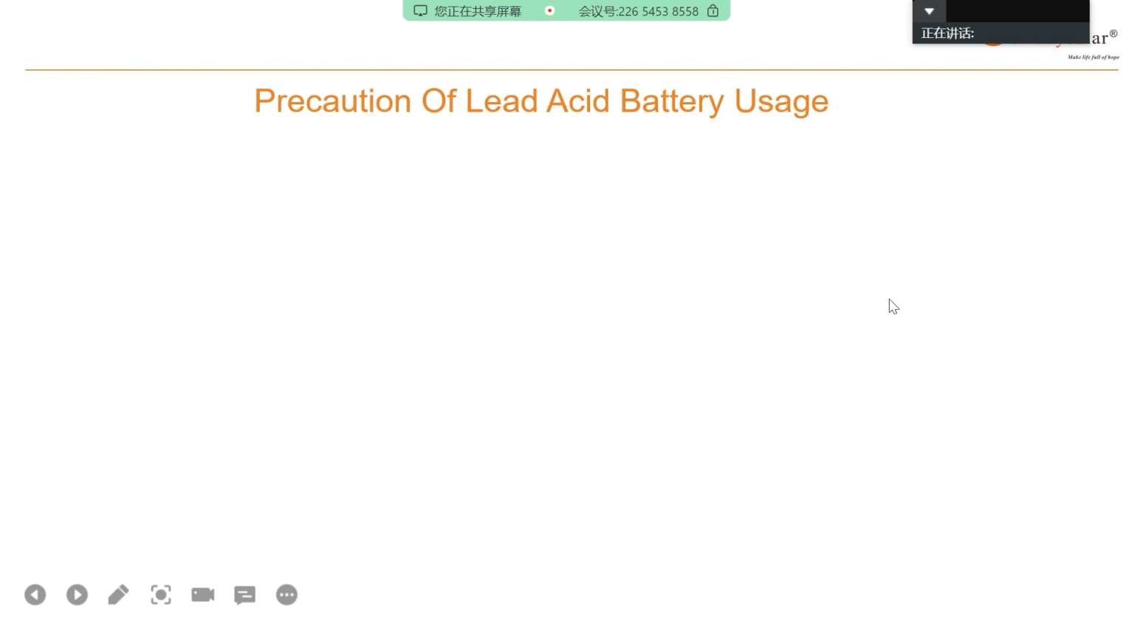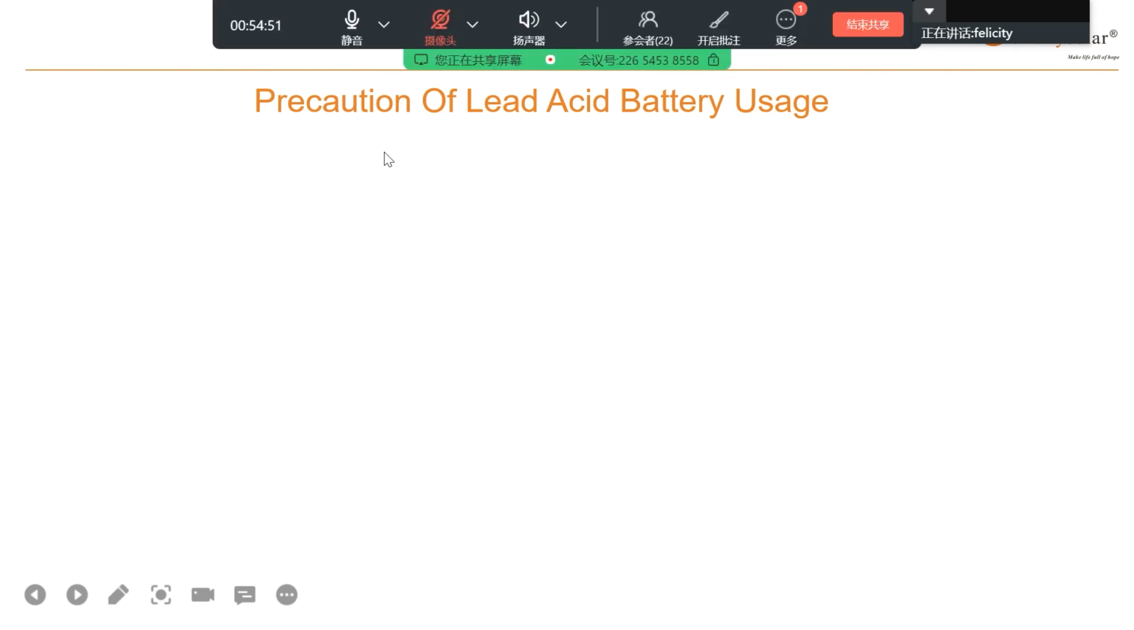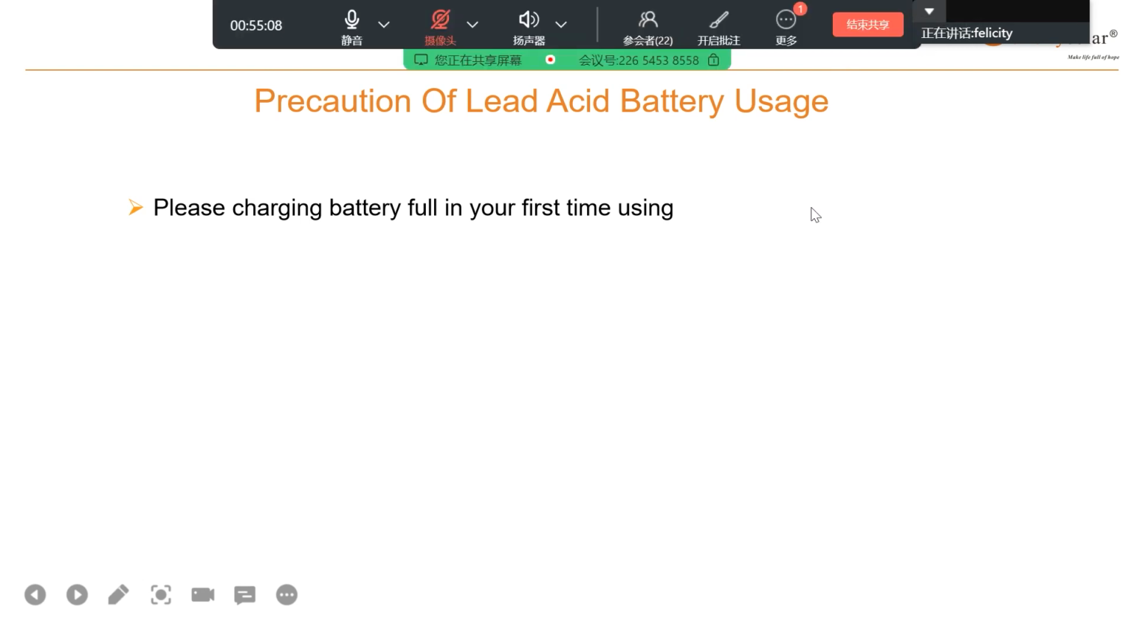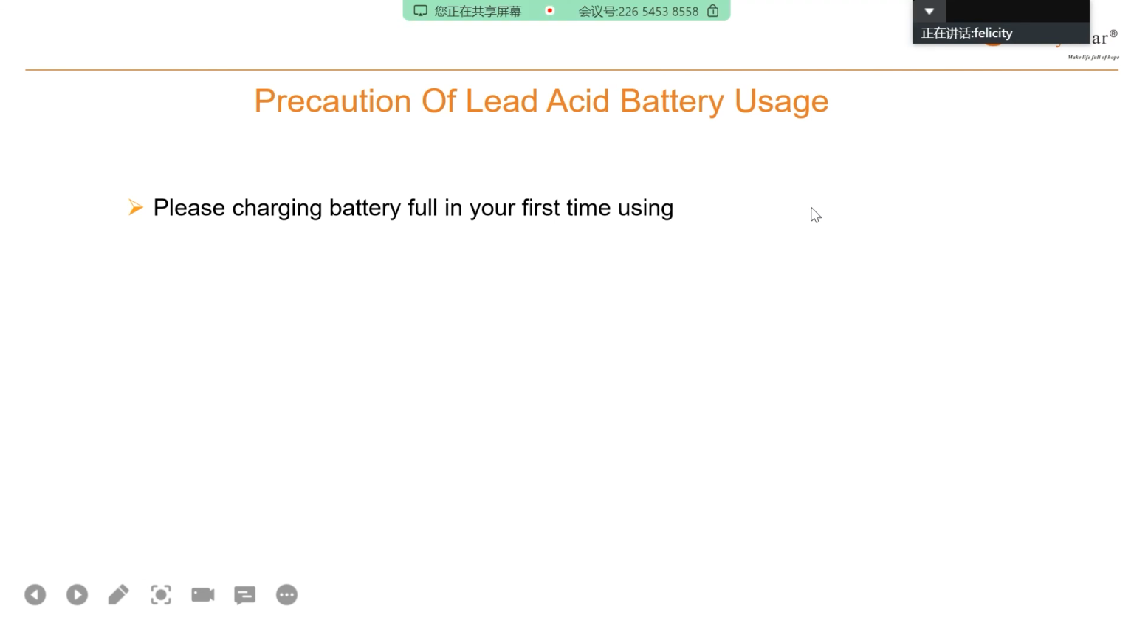Here I make a list of the precautions for lead acid battery usage and lithium battery. The first is lead acid. First, please charge the battery full the first time you use it, meaning when you buy the new battery and go back home, you can tell the terminal users: the first time, please charge it and make sure it's full first.